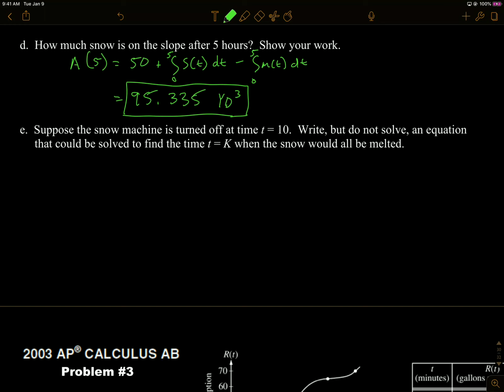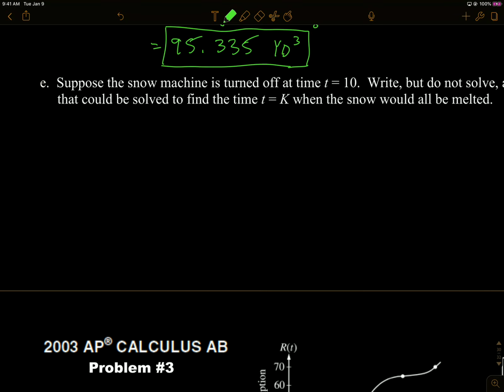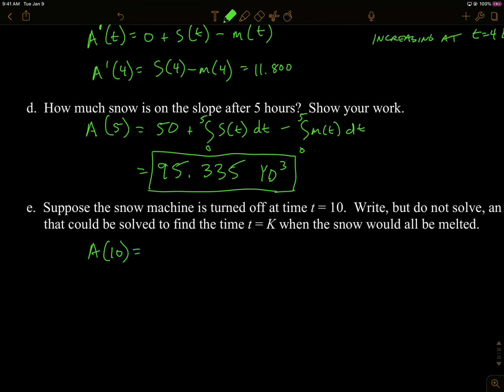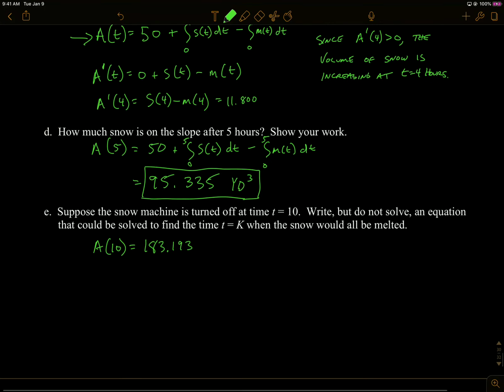All right, suppose the snow machine is turned off at time t equals 10. Write but do not solve an equation that could be solved to find the time, capital K, when the snow would be melted. All right, so we turn it off at time 10. So at time 10, there is 183.193. That's how much snow there is at that moment.